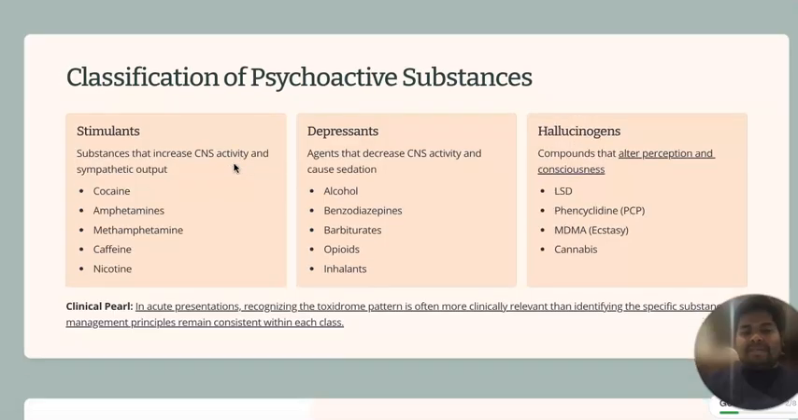Psychoactive substances are classified, as I said earlier, as stimulants, depressants, and hallucinogens. In this video we'll be talking about cocaine, amphetamine, methamphetamine, caffeine, and nicotine as stimulants. Hallucinogens are compounds that alter perception and consciousness. We'll talk about LSD, phencyclidine (PCP), MDMA, also called ecstasy, and cannabis.